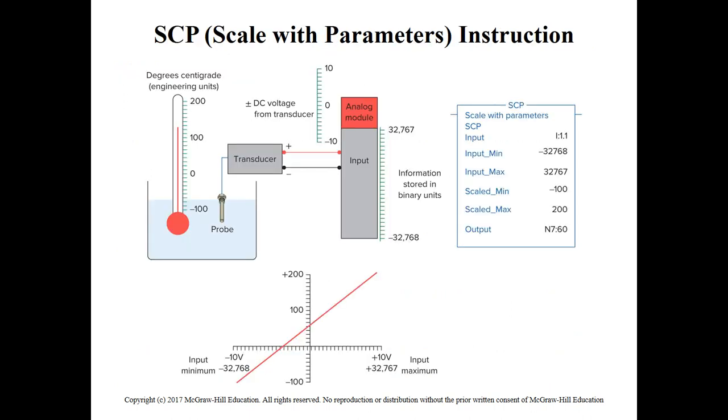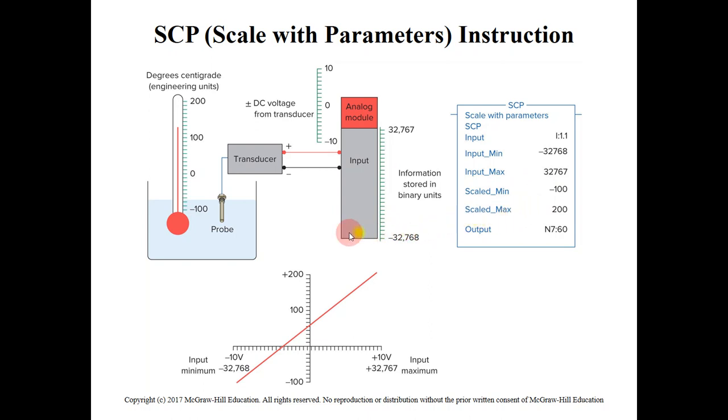Here is the instruction that we call scale with parameters. This is one of the instructions that exists in ladder logic programming. In this scale, if we have some range for the temperature, for example, or for the pressure, or for any type of input device, we need to define the range. For example, this temperature range is from negative 100 to positive 200. So we need to define the minimum scale as negative 100 and the maximum scale as 200.